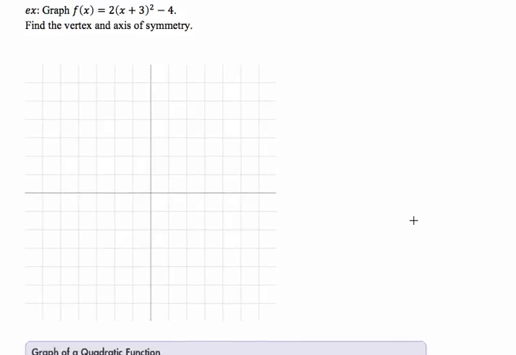Let's graph using transformations. Let's graph this function, f of x equals 2 times (x plus 3) all squared minus 4. Okay, the plus 3 here on the inside. The plus 3, if it's right there next to the x and it's also being squared, that's a left and right shift. And this is where the signs are backwards. A plus shifts it left and a minus shifts it right. So because it's plus 3, it's going to go left 3 units.